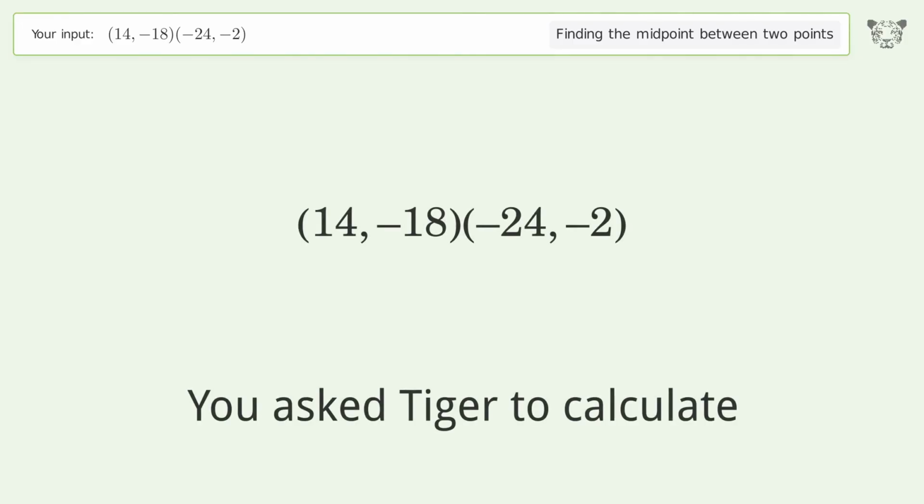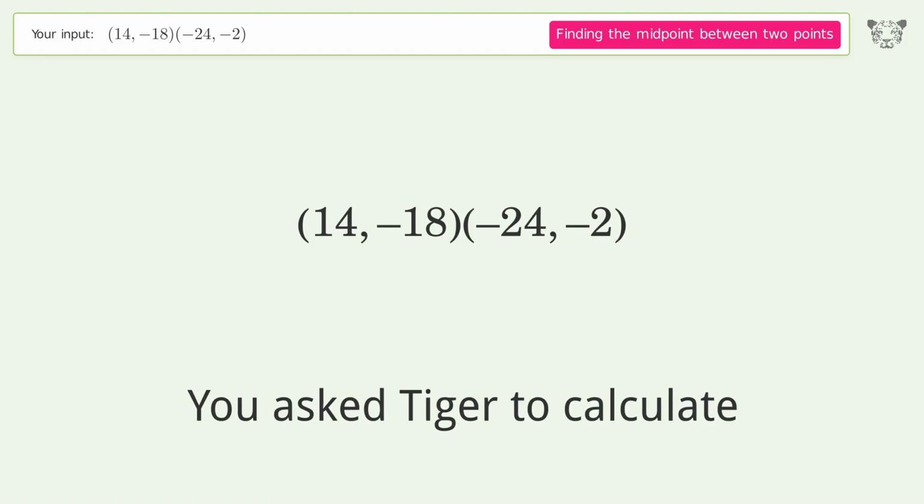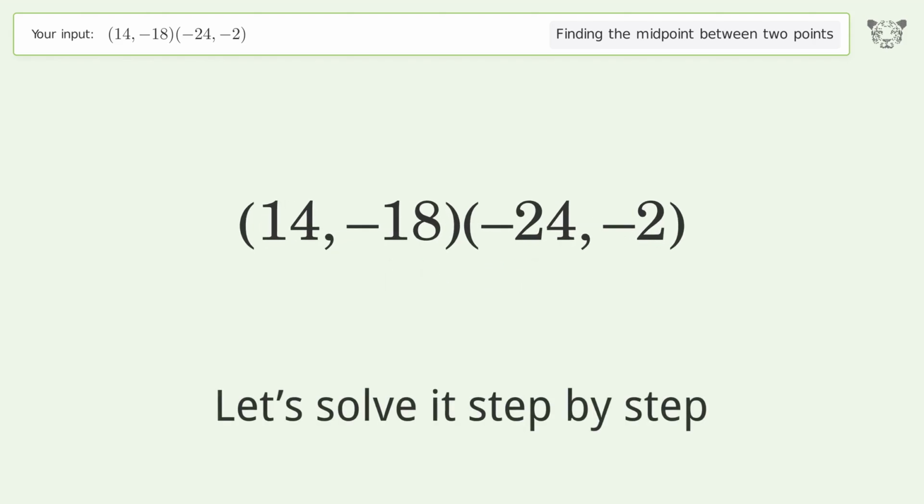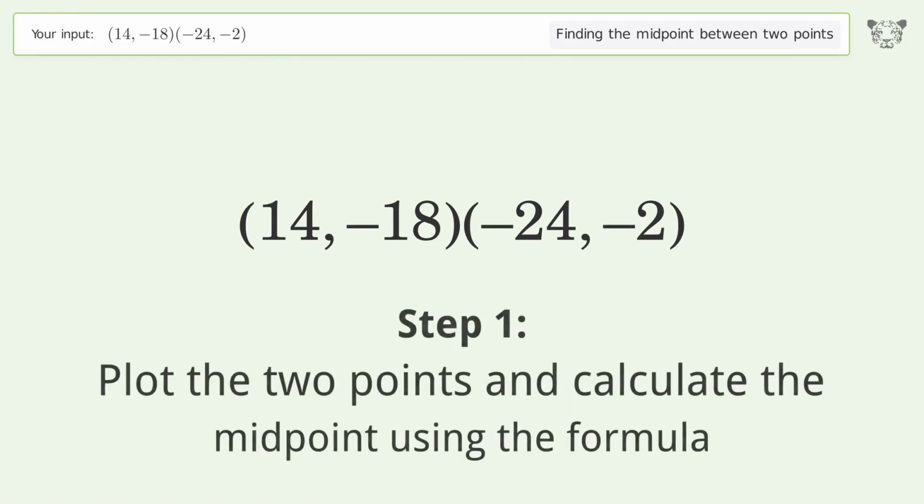You ask Tiger to calculate. This deals with finding the midpoint between 2 points. The midpoint between the 2 points is -5, -10. Let's solve it step by step. Plot the 2 points and calculate the midpoint using the formula.